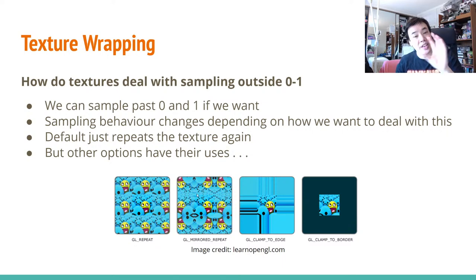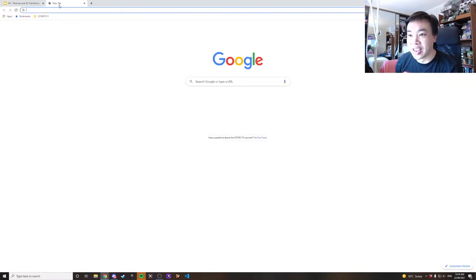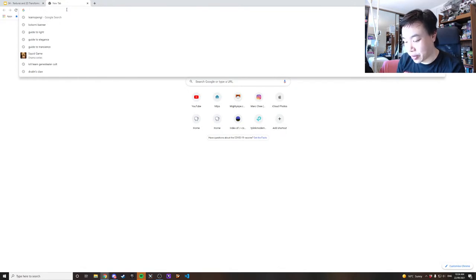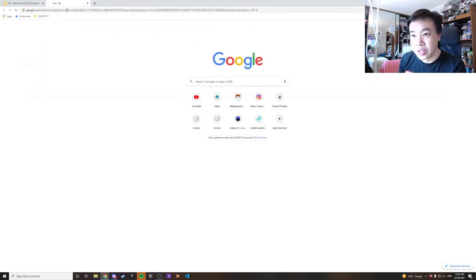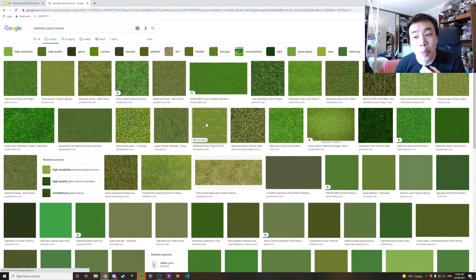So mirrored repeat allows you to have this kind of smooth gradient between copies of the same texture. I was going to actually copy paste one of these, but I thought I would show you a seamless grass texture. So many of these exist.